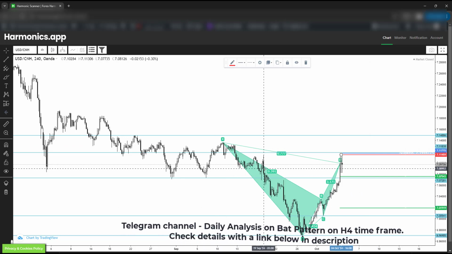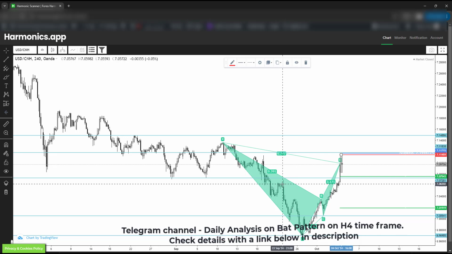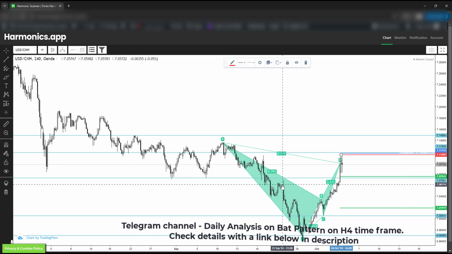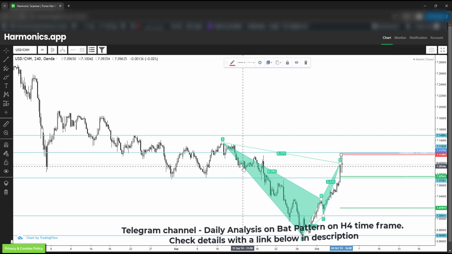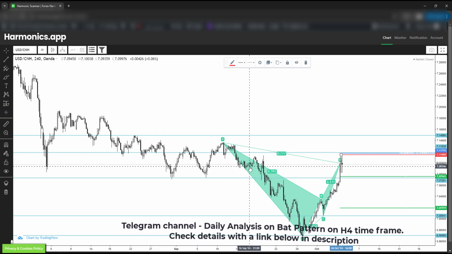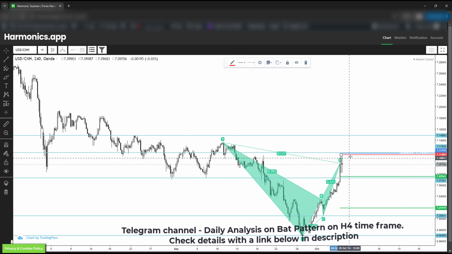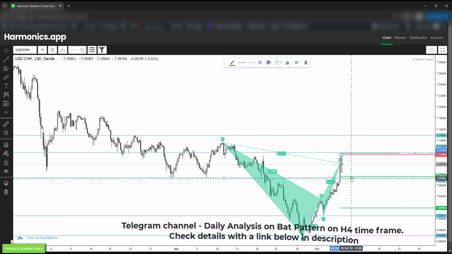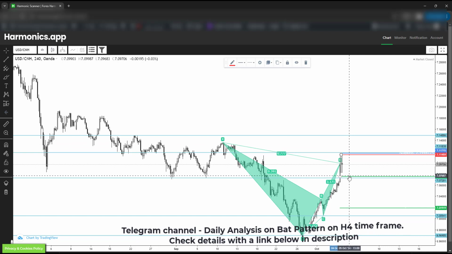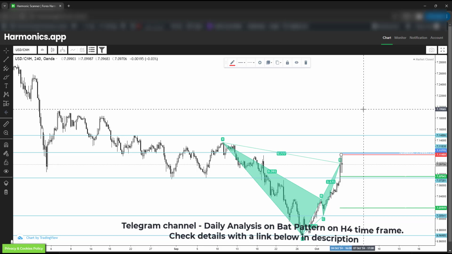So these are the criteria and the strategy I'm using when using the bat pattern with the Harmonic scanner. You can use the same strategy, but if you have a second one using indicators, adding more value to confirm the entry level, stop loss and take profit, that is also a way to go. This is something up to you to decide.